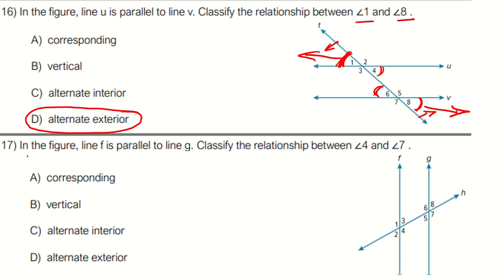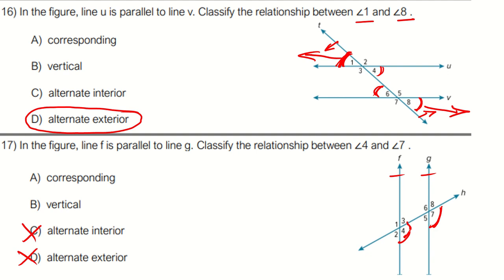Now in another question, number 17, in the figure line F is parallel to line G. These are the two parallel lines. Classify the relationship between 4 and 7. 4 is here and 7 is here. So what type of angle are they? You see, they are on the same side. So there is no option of alternate. Cancel, cancel, because they are on the same side of the line.